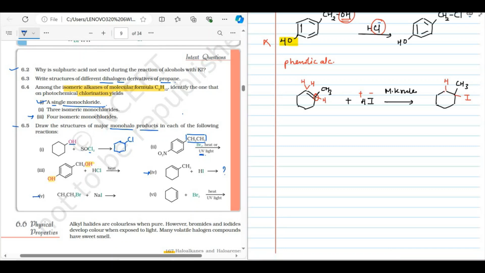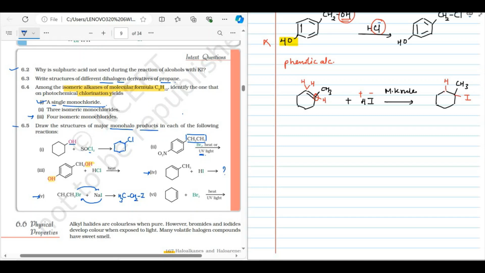Now come to the fifth question. Here bromoethane is given and it reacts with NaI. So this is the Finkelstein reaction where halogen exchange takes place. Means I will take the position of Br and Br will take the position of I. So as a result, you will get CH3CH2I. This will be the product of this reaction.